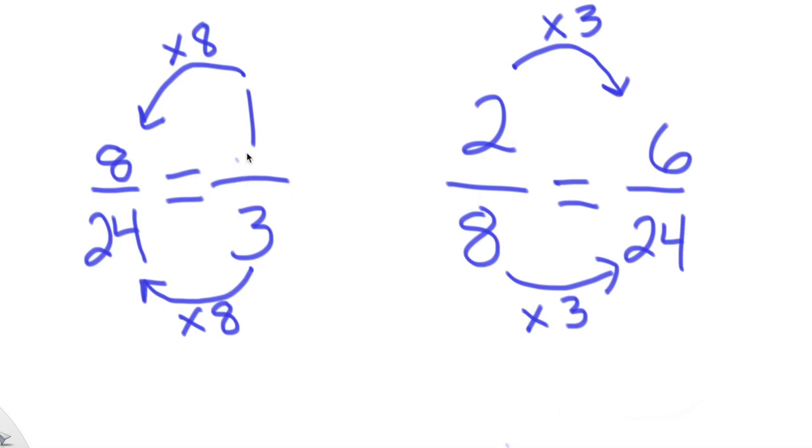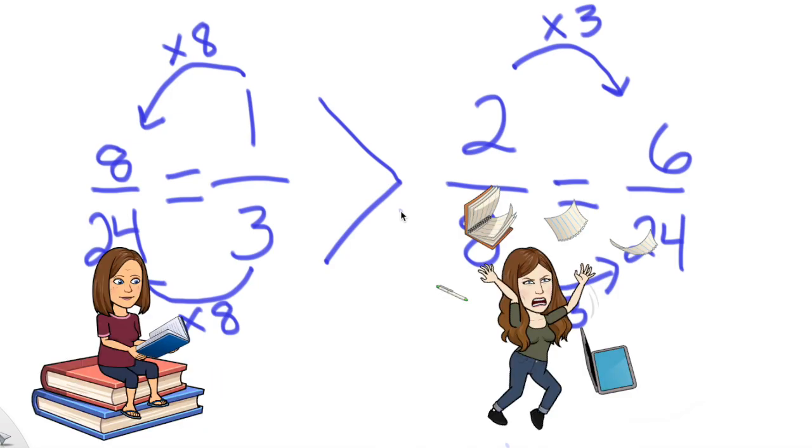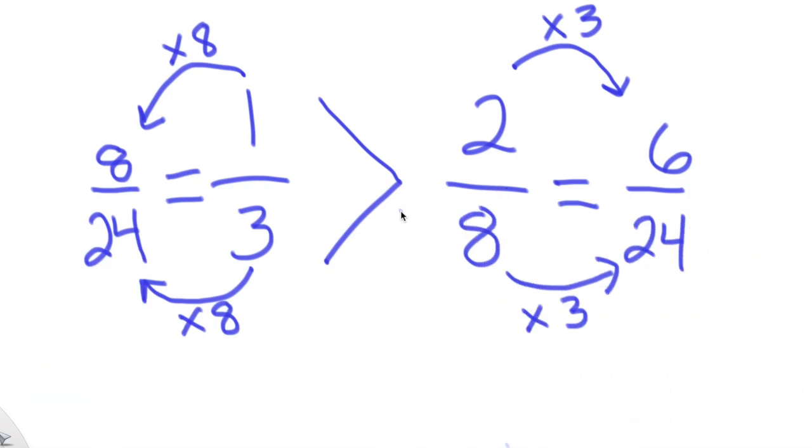Now that I've got these equivalent fractions with a common denominator, it's easy to compare. 8/24ths is greater than 6/24ths. So now we know that Mrs. Roy read more. Now it's your turn to compare fractions using common denominators. Come back and watch this video again if you need help.